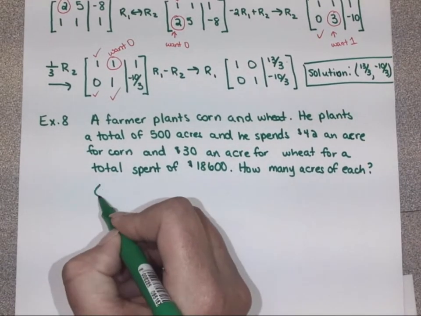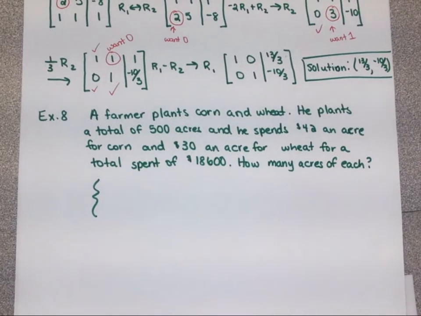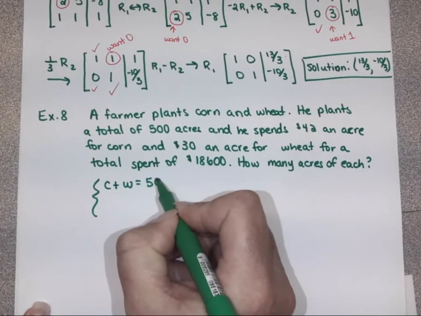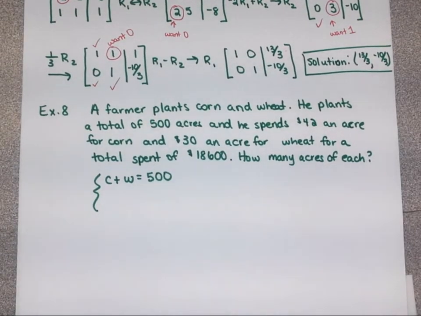So we're going to come up with a system of equations, and instead of x and y, we're going to use letters that make sense for this problem. So I'm going to use C for corn, W for wheat, okay? On the one hand, he has some restrictions on how much acreage he has, right? Corn plus wheat has to be 500, okay? Or technically less, but we're just going to go for he wants to plant all of his acreage.